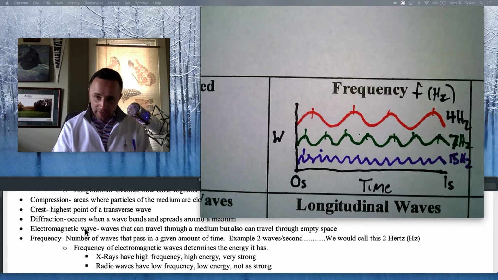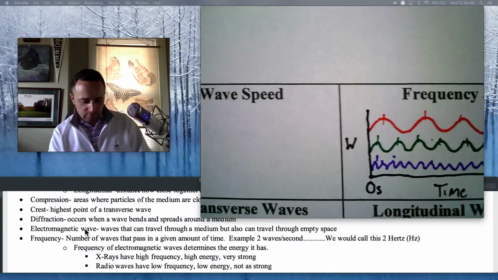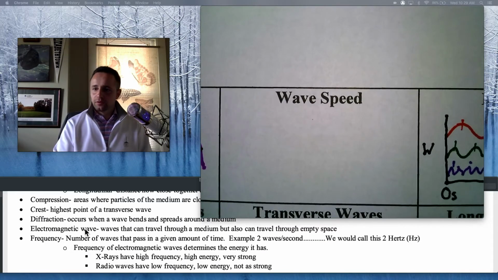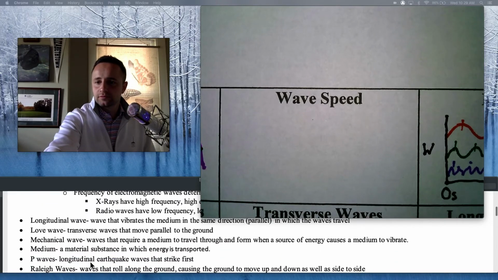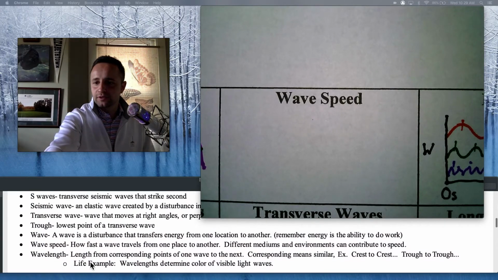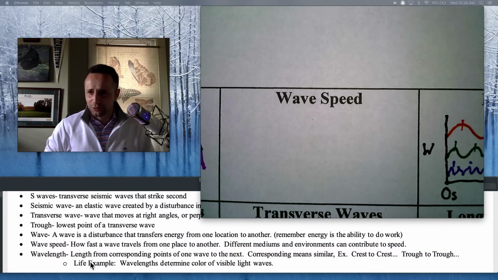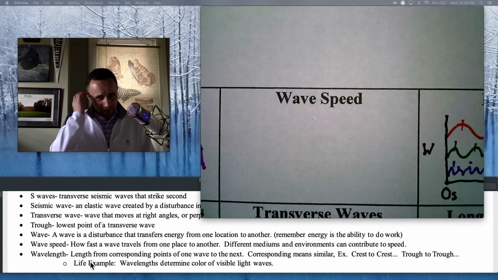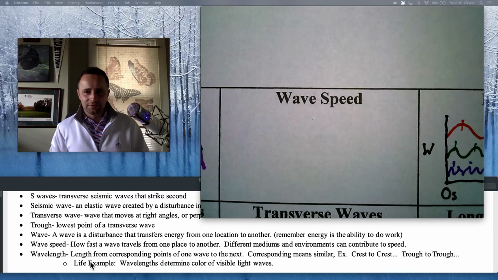All right, now let's go to wave speed. Wave speed, if we scroll down, look at that definition. It's how fast a wave travels from one place to another. And you'd think that that kind of has to do with frequency, but it really doesn't. You see, the speed of waves can change.